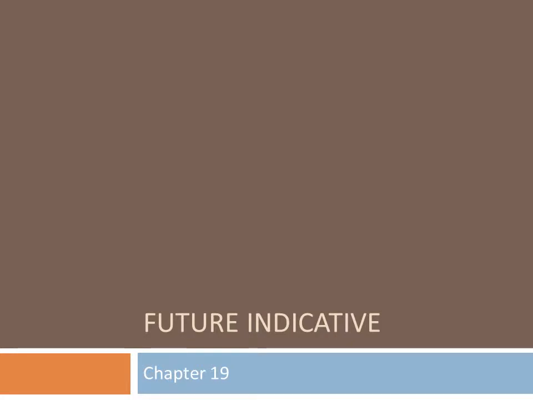Future Indicative, Chapter 19. Roots and stems. There probably has been some confusion as you've read about what is a root and what is a stem, and this is something that varies very much with grammarians, but this is the way that Mounce wants you to understand it.